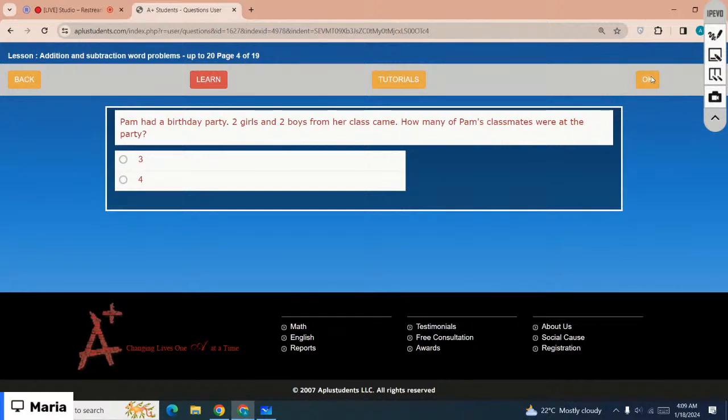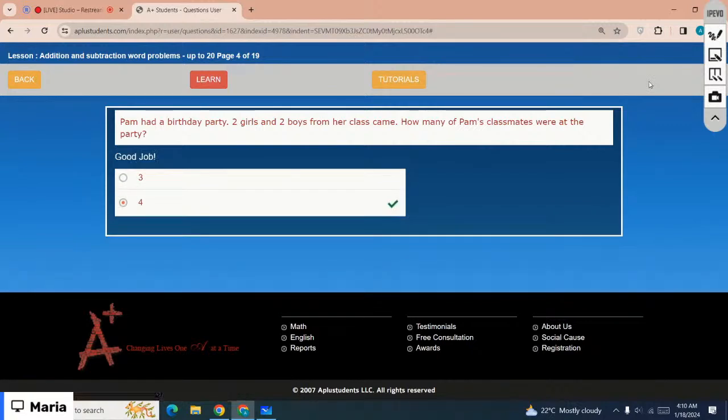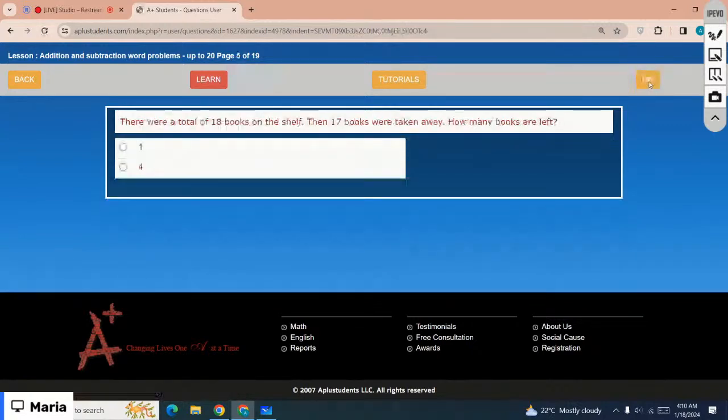So basically you need to count the total students, right? Whenever you have to count the total, you always have to add. So you need to do 2 plus 2. That means the total classmates are 4. Got it? The next one is there were a total of 18 books on the shelf. Then 17 were taken away. How many books are left? So which is the correct option?